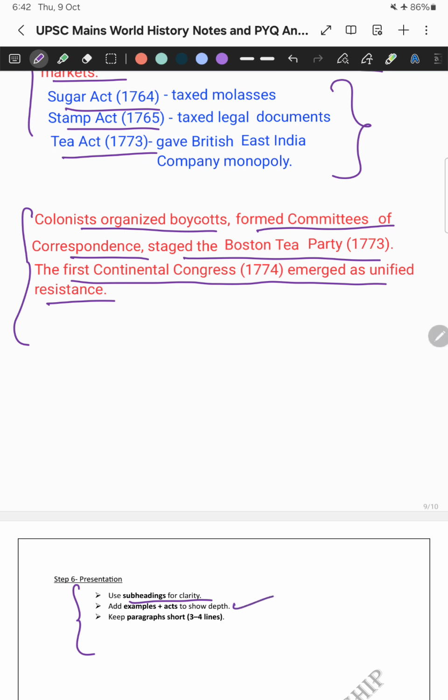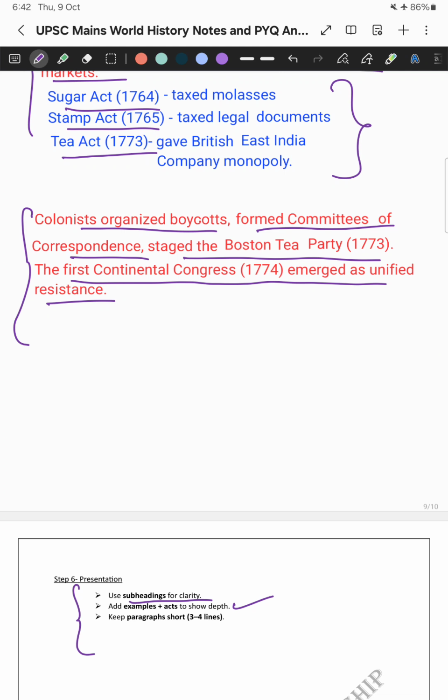Second part is add examples and facts to show depth. That means in this particular question, you need to substantiate. That means you need to prove your point. Now, how can you prove your point? Based on examples only, based on evidences. So that's why give examples. So always mention specific acts, dates, events. That's what gets you marks.